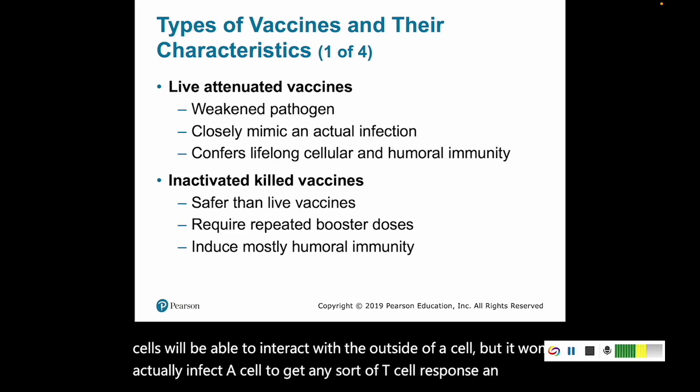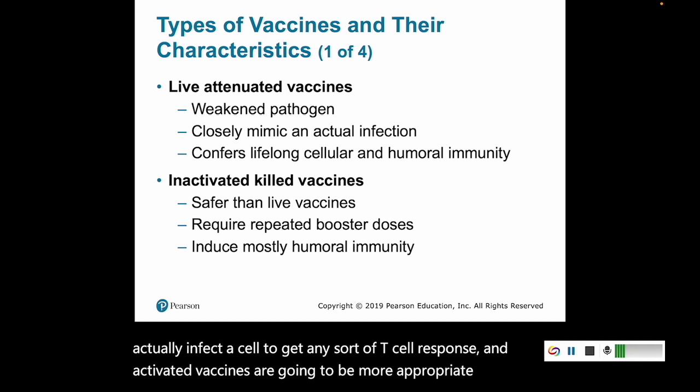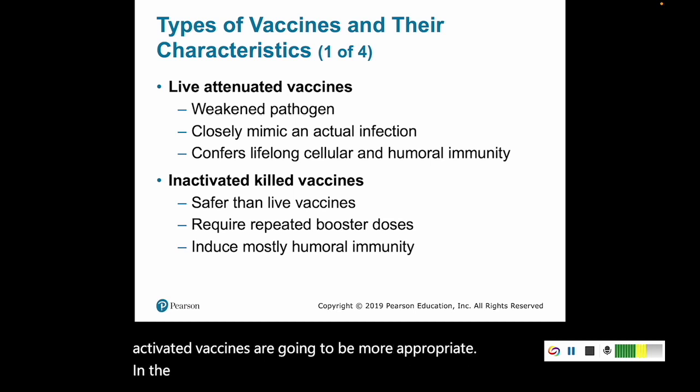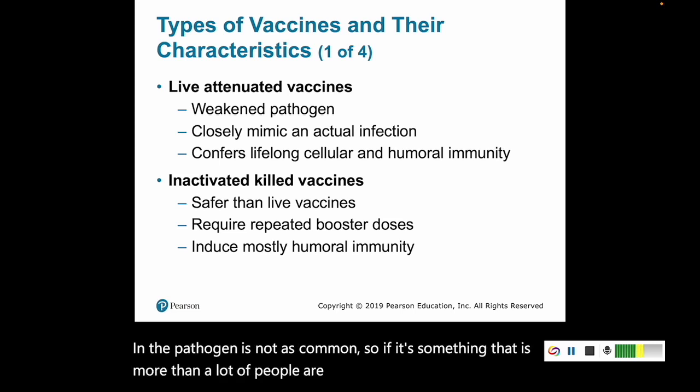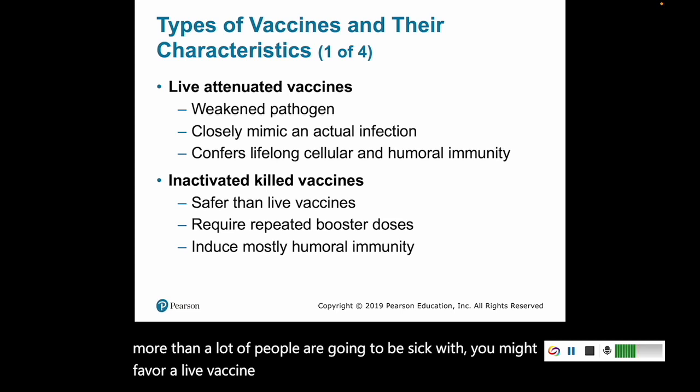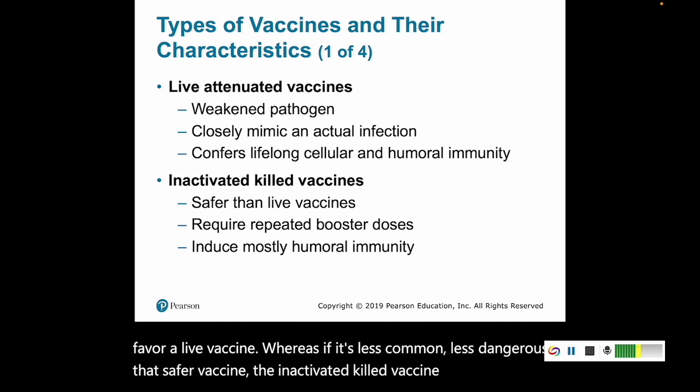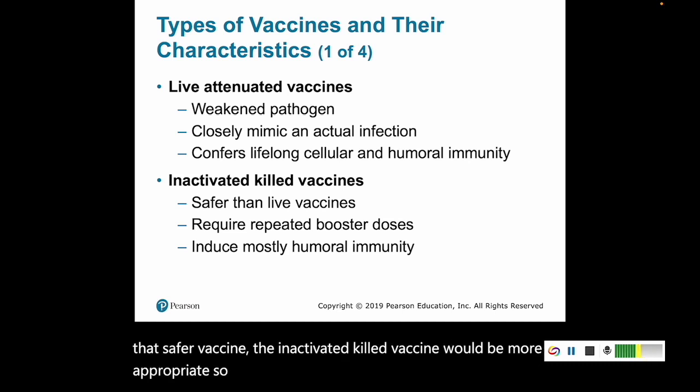Inactivated vaccines are going to be more appropriate when the pathogen is not as common. So if it's something that a lot of people are going to be sick with, you might favor a live vaccine. Whereas if it's less common, less dangerous, that safer vaccine, the inactivated killed vaccine, would be more appropriate. So I think there were two different types of polio vaccines.